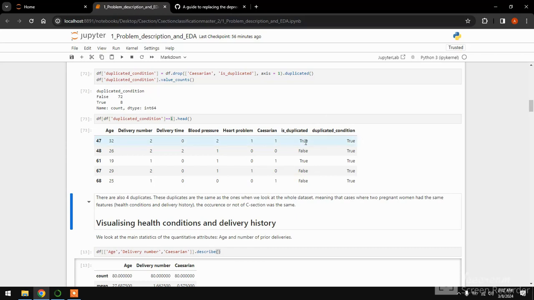For example, we have a client with 32 years of age. Of course, they have similar values to the ones in the dataset, and another patient's details were exactly the same, but these 2 people had C-section. Yes, they had the same outcome. And for this 26-year-old person, they had the same outcomes, and so on. We just need to clarify that these people really had the same outcome when they were giving birth. So the duplicated condition is true.